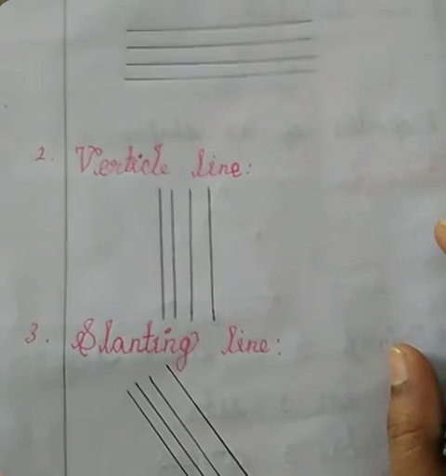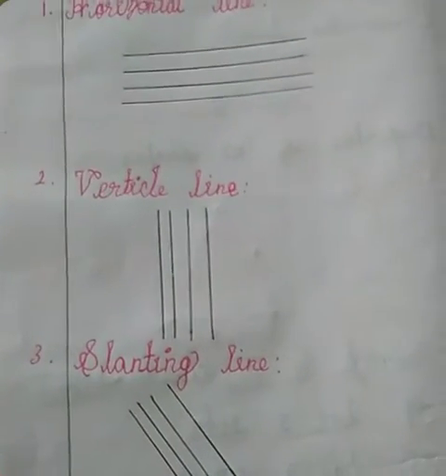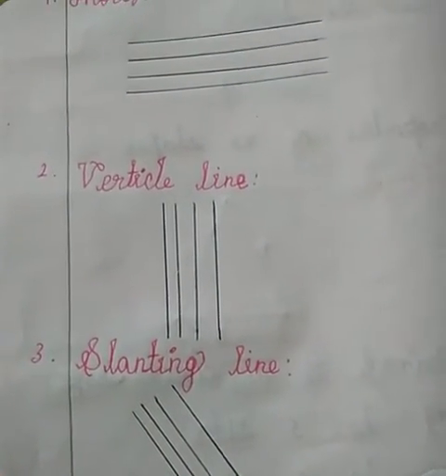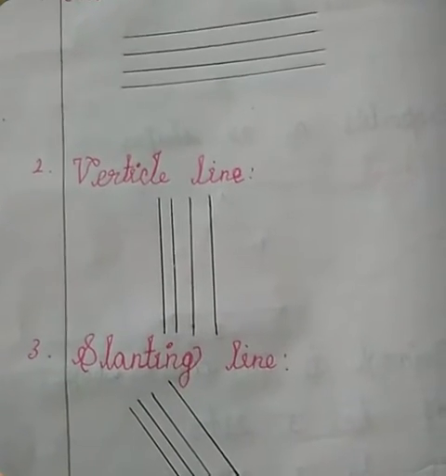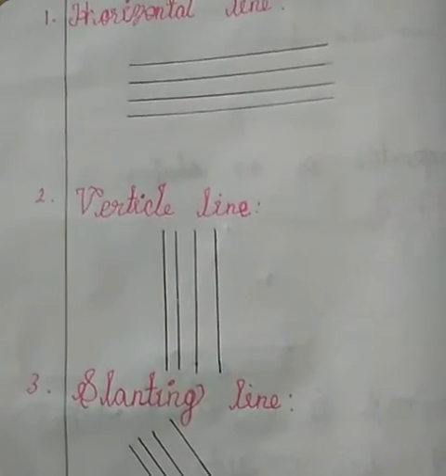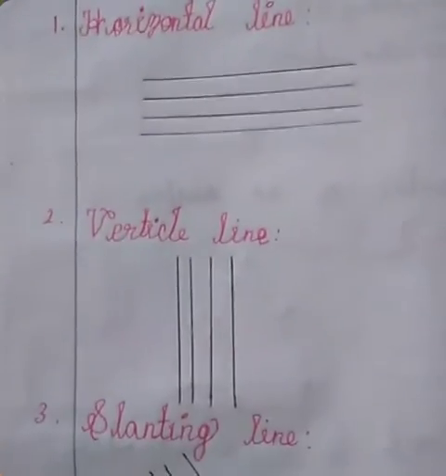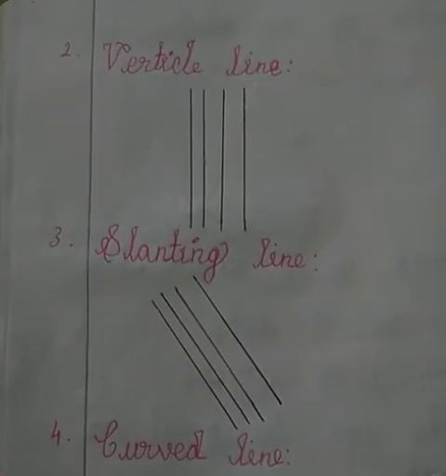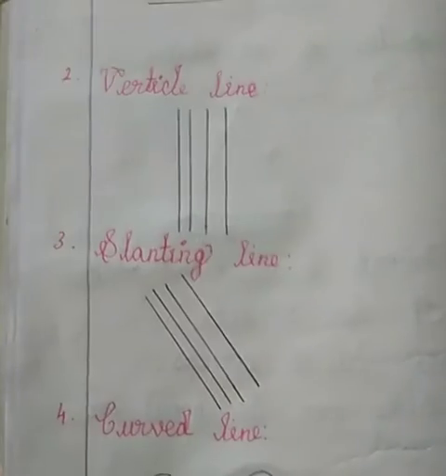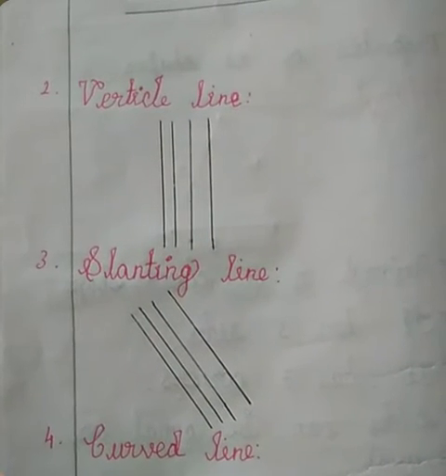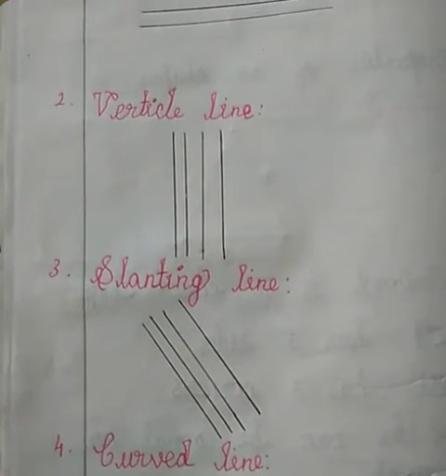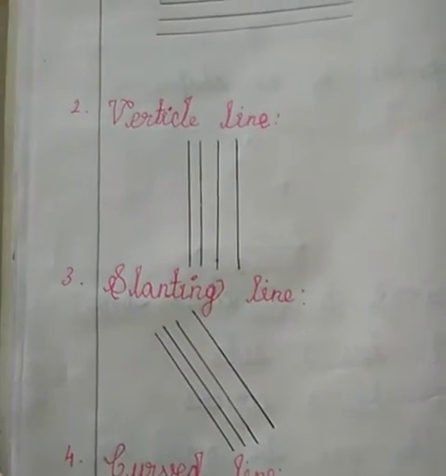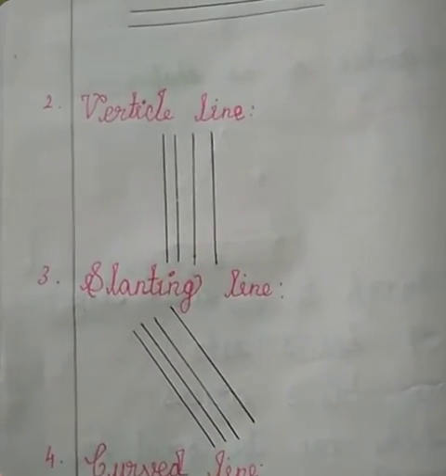See the next one, vertical line. Vertical line is also like a horizontal line, but it is a standing line, in up and down direction. It is called the vertical line. Horizontal line means sleeping line and vertical line means standing line. The third one is slanting line. Slanting line means it is slightly slowed down, it is a cross line.